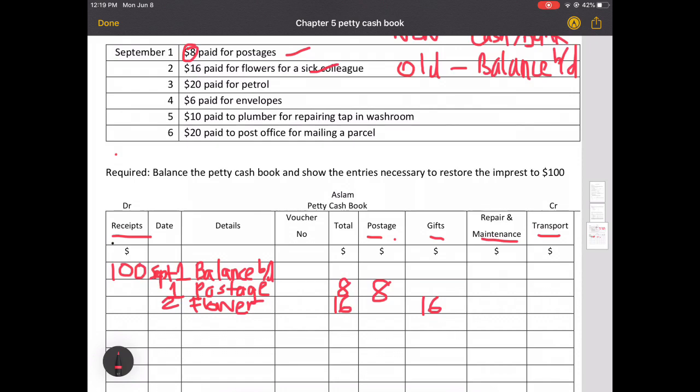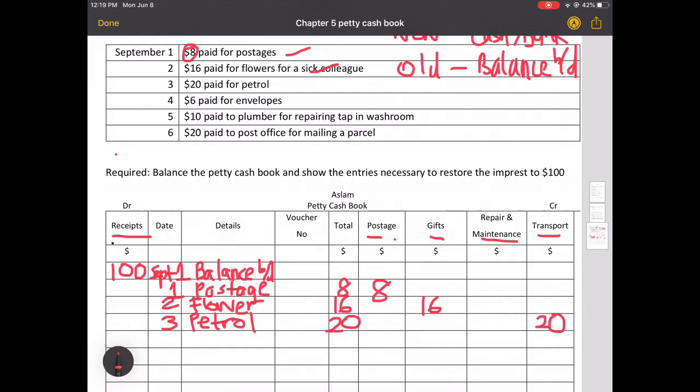The next one, September 3rd. $20 paid for petrol. So the details would be petrol. Is it under postage? No. Is it under gifts? No. Is it under repair and maintenance? No. Is it under transport? Yes. So I'm going to write $20 in the transport column. And the total will also be $20.